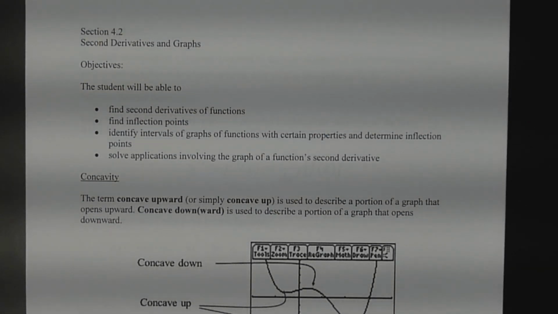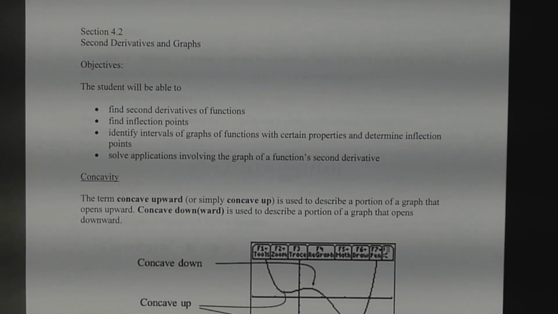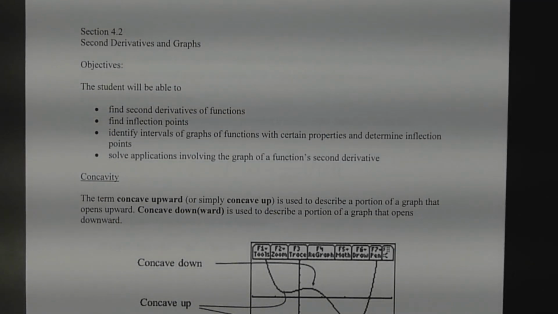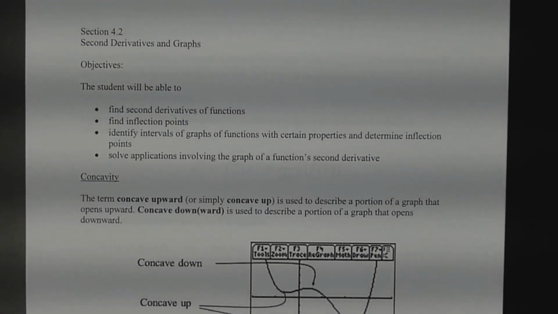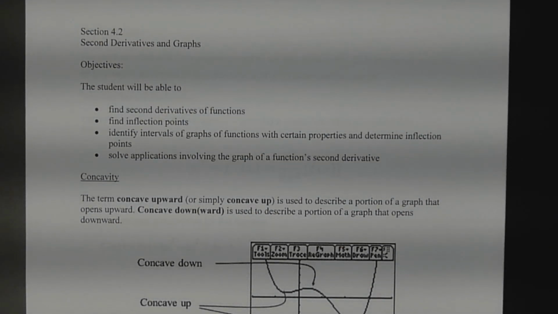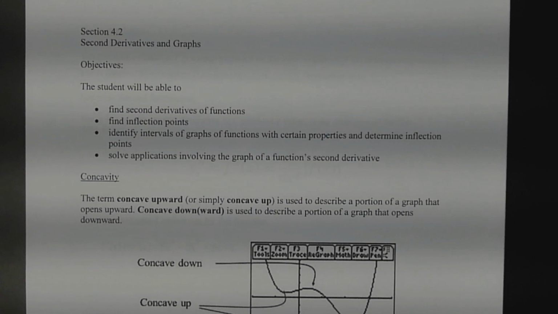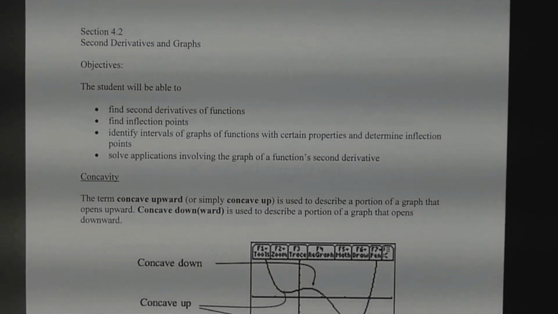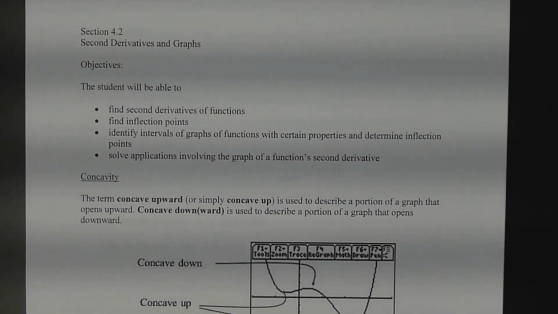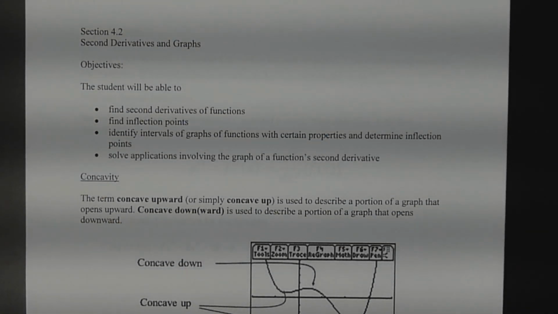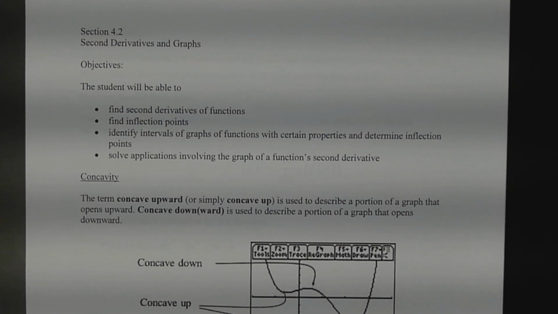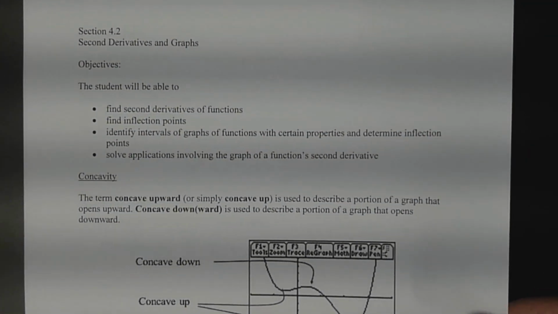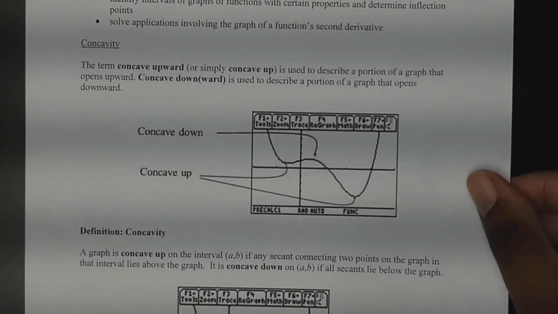All right, so in the last video, section 4.1, we were dealing with the first derivative, which was helping us to determine the intervals where the function would be increasing and decreasing, and that also told us what our critical numbers are. All right, so when we deal with second derivatives, we're going to be looking for something called concavity. So let me introduce to you this term, concavity.